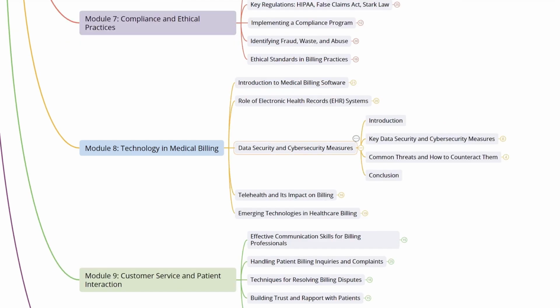Next, data sharing and cybersecurity measures. Protecting sensitive patient and financial data is critical. This section covers best practices such as encryption, access control, regular audits, and staff training to prevent data breaches and comply with legal standards.